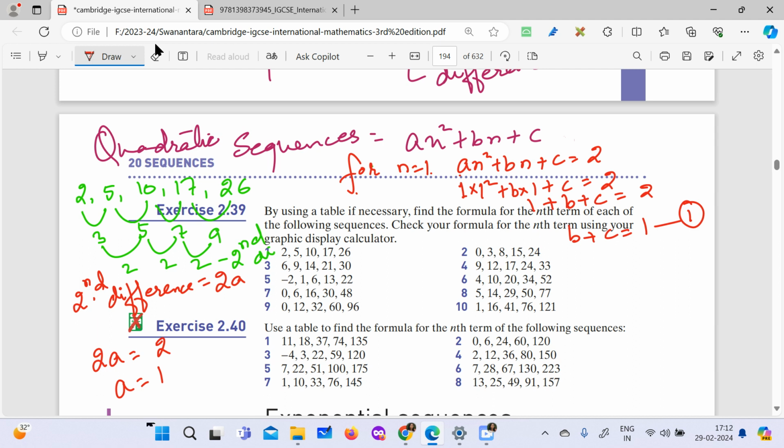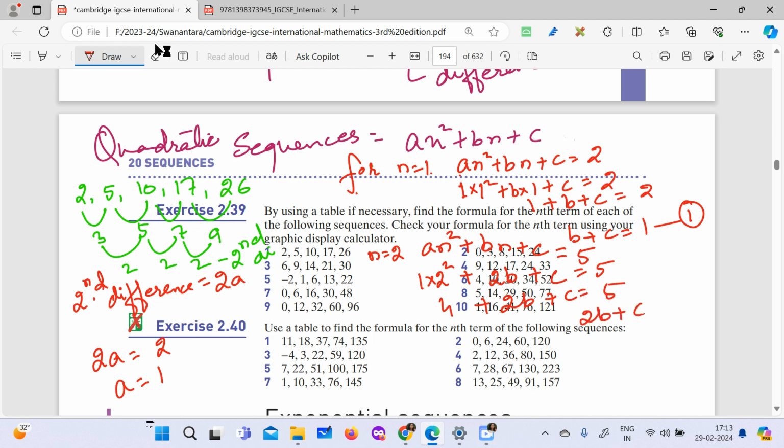Now I will work for n equal to 2. In the same expression, an square plus bn plus c is equal to 5, because 5 is my second term. Now I will put all the values here. a is 1, n is 2, so 2 square plus 2b plus c is equal to 5. So you have 4 plus 2b plus c equal to 5. Hence you get 2b plus c is equal to 5 minus 4, that is 1. This is my equation 2. Is this clear to you how to get these two equations?